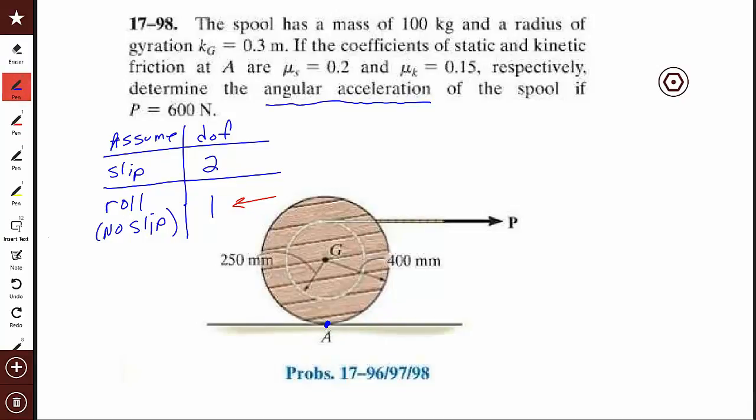Okay, so I'm going to draw a free body diagram, and I'm assuming that it's going to roll with no slip. So what I'll have is I've got this force P. I have a friction force. I don't know which way the friction force goes. I like to draw everything to the right, up, and counterclockwise when I don't know.